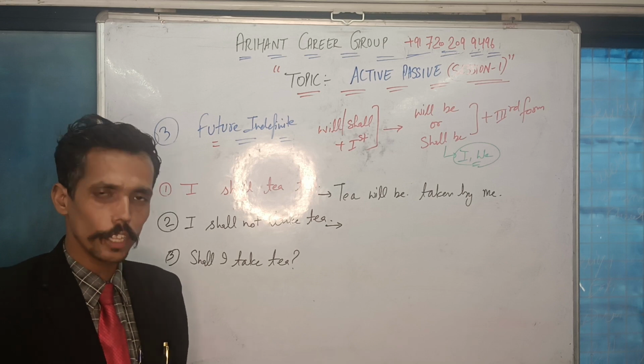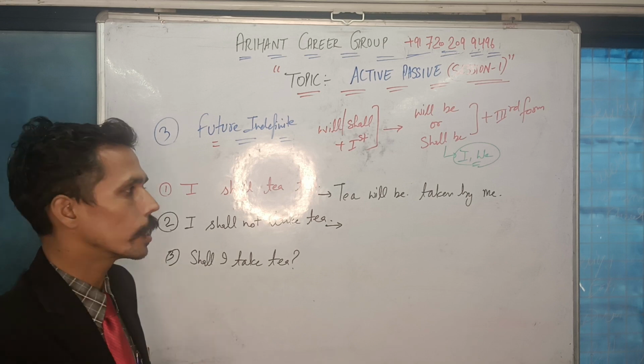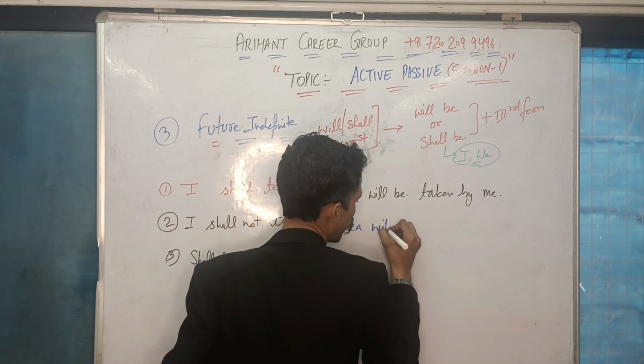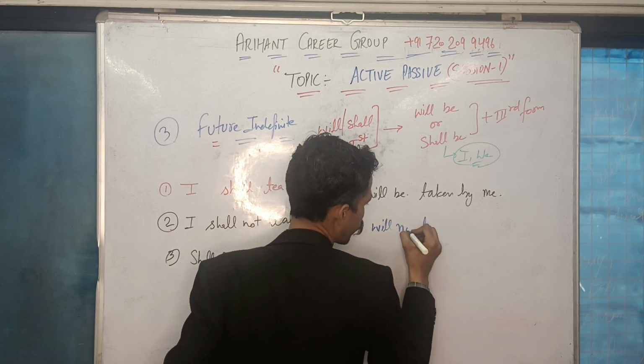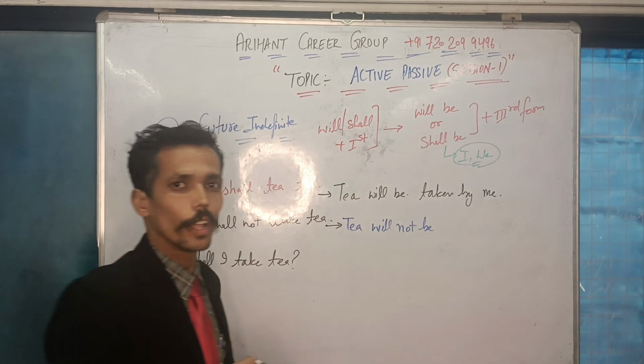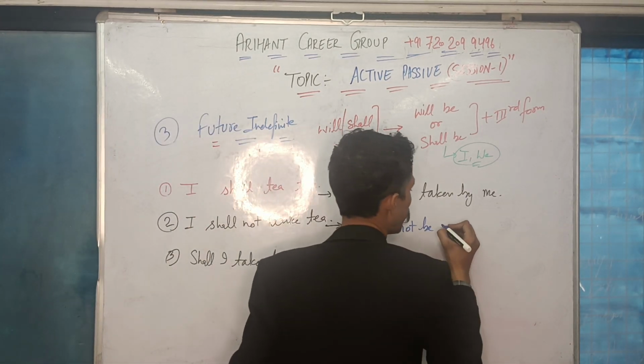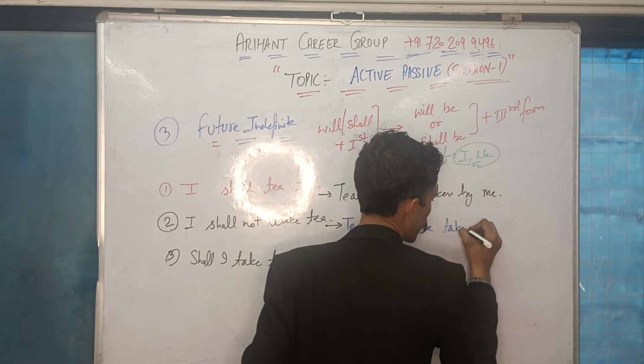It is a negative sentence, but now you are clear that your tea is a subject. So according to tea, you will be using will. Tea will be, but not will come in between will and be. Not should come in between will and be. So tea will not be taken by me.